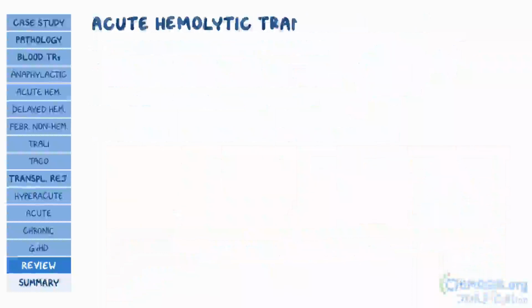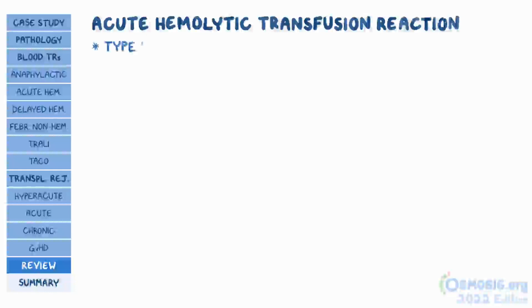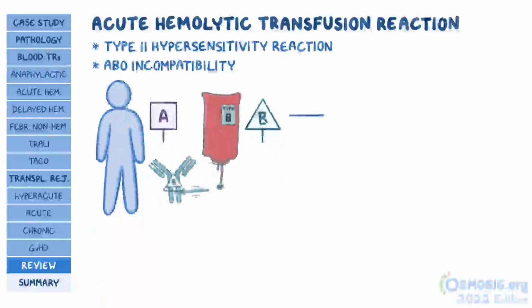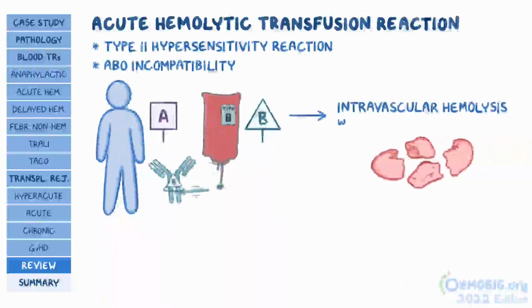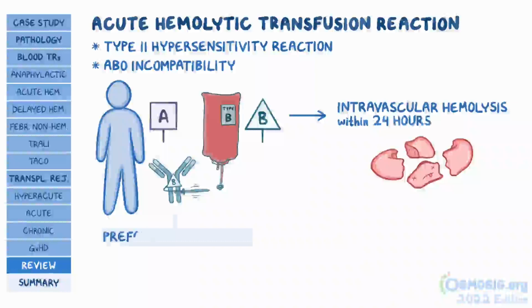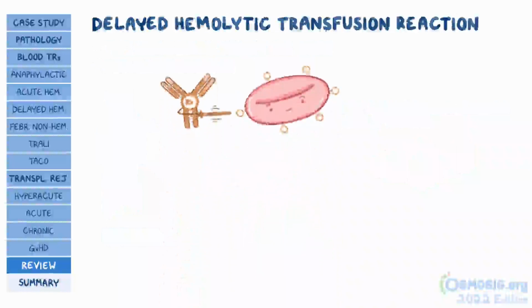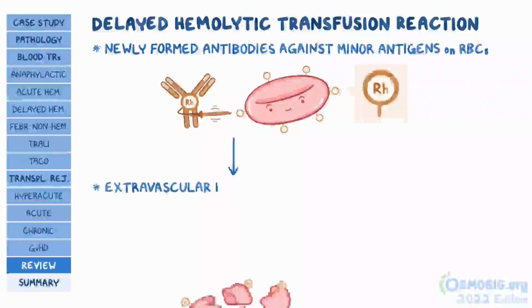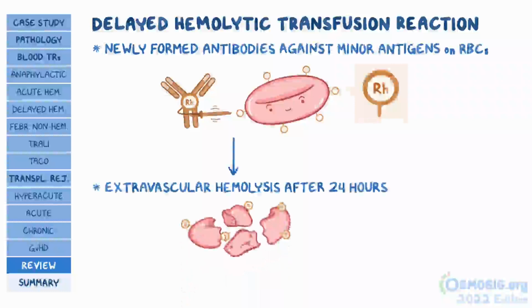Acute hemolytic transfusion reaction is a type 2 hypersensitivity that occurs in cases of ABO incompatibility, leading to intravascular hemolysis within 24 hours due to preformed antibodies. On the other hand, delayed hemolytic transfusion reaction results from newly formed antibodies against minor antigens on red blood cells, like Rh, causing extravascular hemolysis after 24 hours.